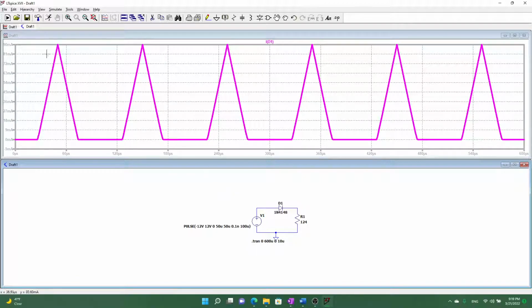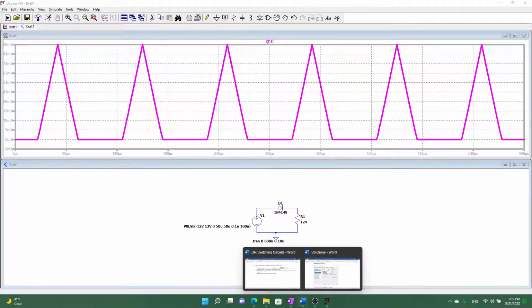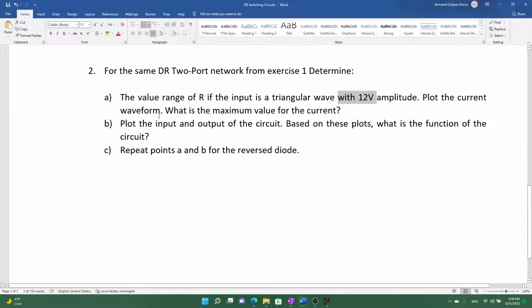And as you can see here, the maximum peak current, we don't even have to use a cursor to measure it, is 90 milliamps, which is the answer to question A. So 90 milliamps.